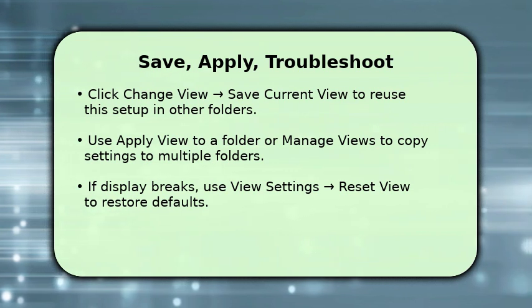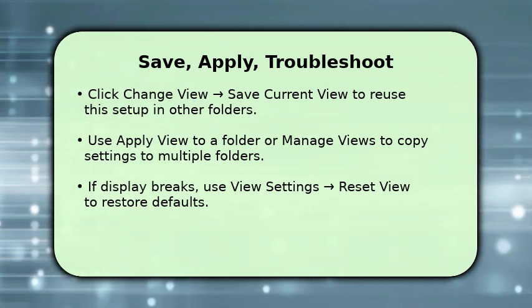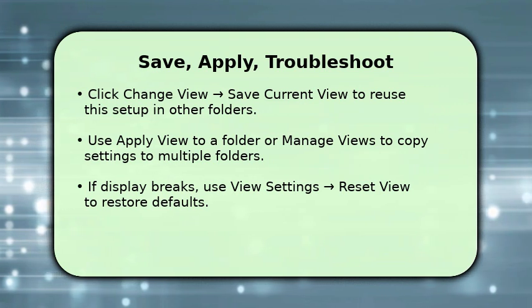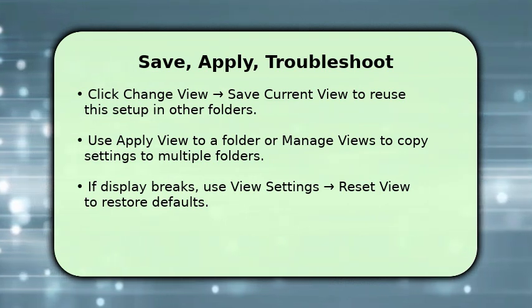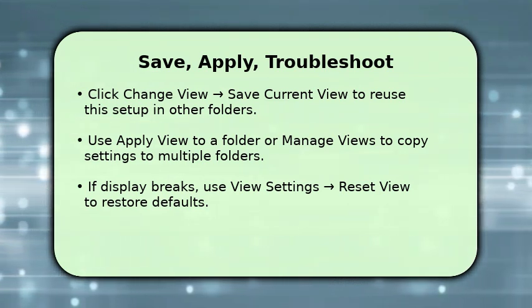If something goes wrong, missing columns, or weird grouping, use View Settings and click Reset View to restore defaults. That quick reset fixes most display problems without losing.